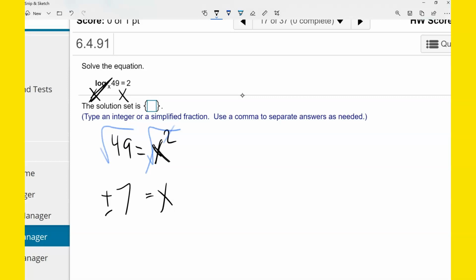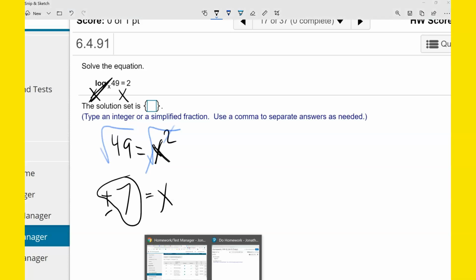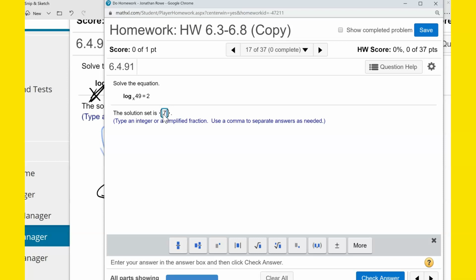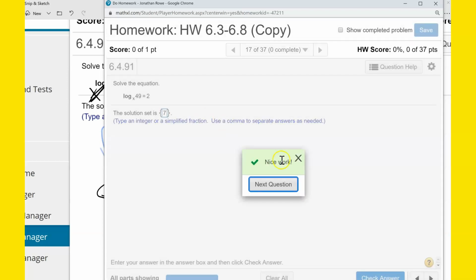Okay, but I don't believe negative 7 will work because I don't believe a base on a log can be a negative number. So I think we just want the positive 7 to put in for our answer, not the negative 7. So let's just type it in and make sure that's going to work. If we type in 7, then we get the right answer.